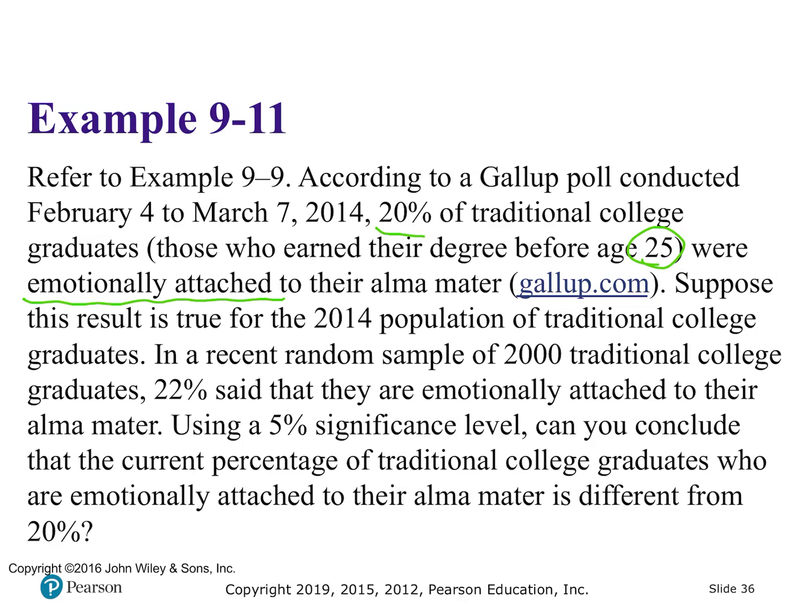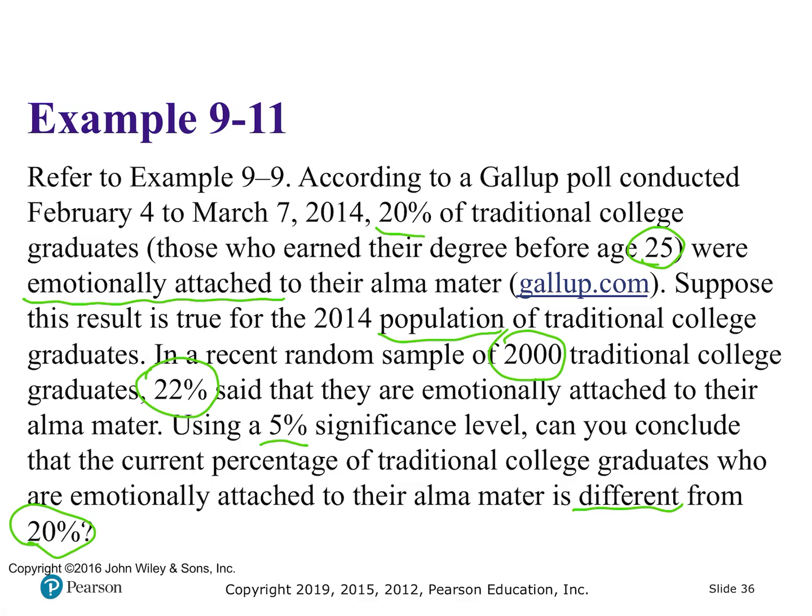It depends. Well, anyway, suppose this is true for the entire population of traditional college grads, and so we take a huge sample, 2,000 of these people who graduated kind of early, I guess, and they could say that 22% said they're emotionally attached. That doesn't sound like much. I'm a little surprised by that, but well, whatever. Using a 5% significance level, there's your alpha 0.05, the standard one. Can you conclude that the current percentage of traditional college grads who are emotionally attached is different from 20%? So 20 is, of course, different, but is it really different or around the same, about the same value?